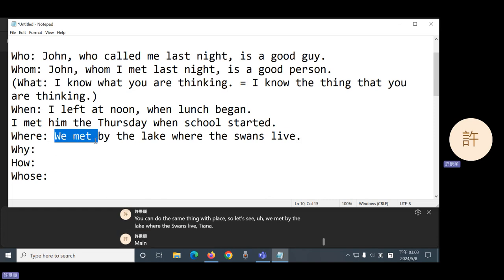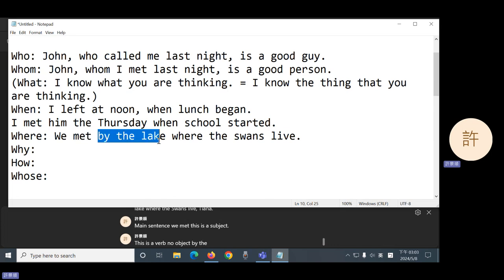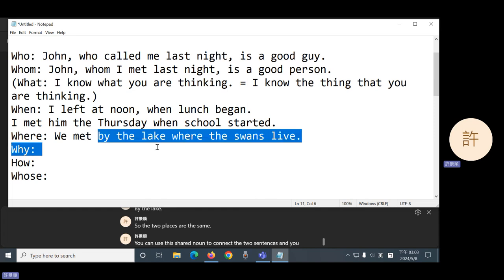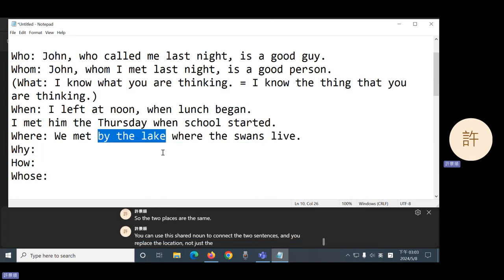Main sentence, we met. This is a subject, this is a verb, no object. By the lake is the place. The second sentence, the swans, subject, live, verb. No object, place, by the lake. So the two places are the same. You can use this shared noun to connect the two sentences, and you replace the location, not just the lake, but by the lake, including the preposition. You can replace this with the word where.